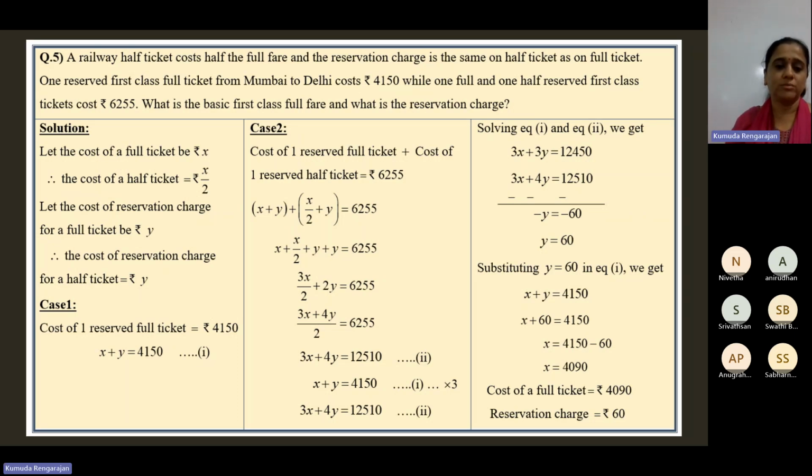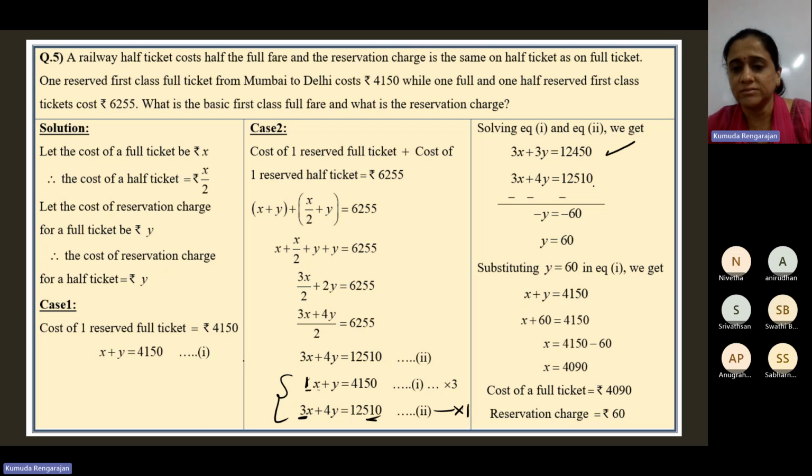So take the LCM as common denominator, cross multiply, and you have to write. When you get these 2 equations, you see that you cannot directly eliminate X or Y. If you want to eliminate X, the coefficient of X here is 1, here it's 3. The LCM of 1 and 3 is 3. So multiply the first equation by 3. You get this new equation. This one as it is. Solve, find y, and then find x.